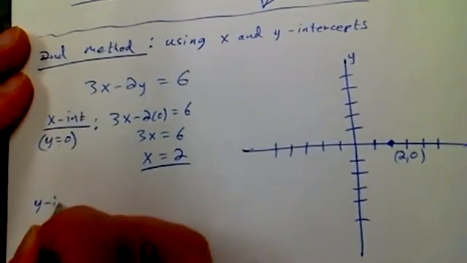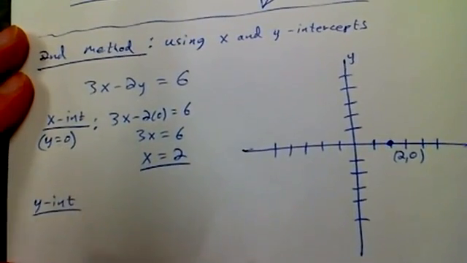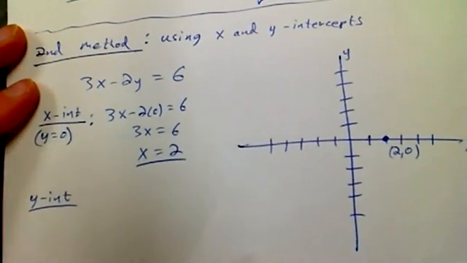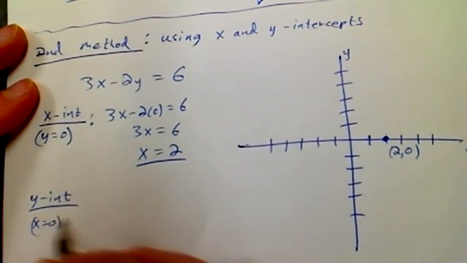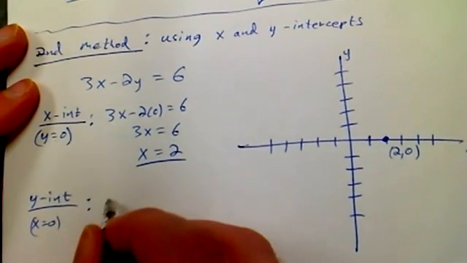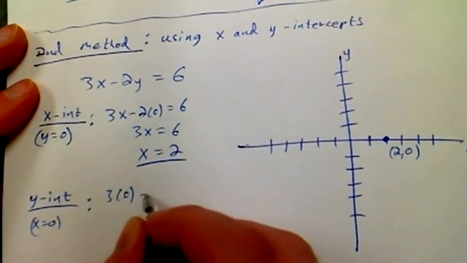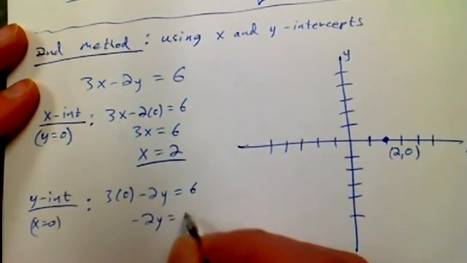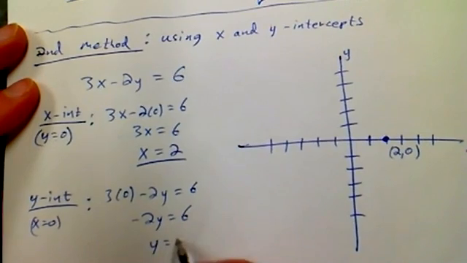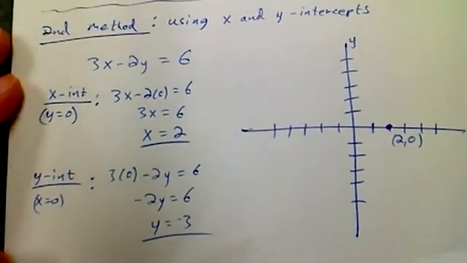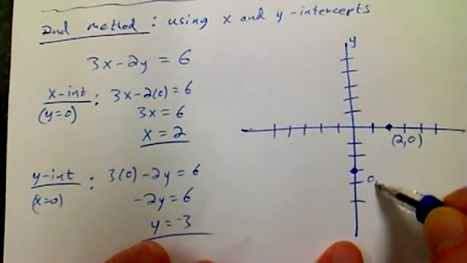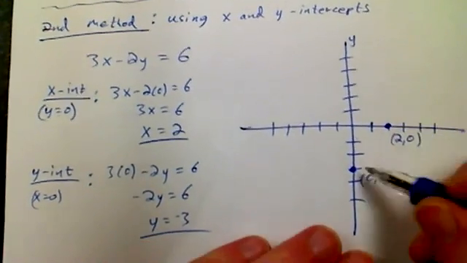Likewise, for the y-intercept, okay, if we look at this, that's when we cross here, that's when the x is equal to 0, okay? So if I let x be 0, that means that 3 times 0 minus 2y is equal to 6. Negative 2y equals 6. y equals negative 3. So I know I'm crossing the y right here at 0, negative 3.